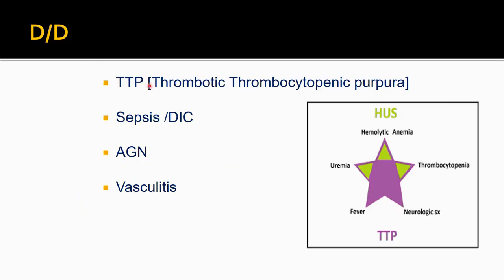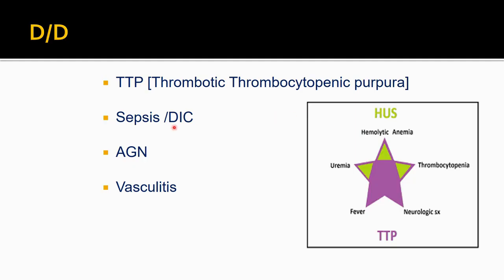Okay, differential diagnosis. TTP is the closest differential diagnosis for HUS. In HUS, there is hemolytic anemia, uremia, and thrombocytopenia. Whereas in TTP, along with these three features, in addition, there is also fever and the neurological symptoms. In TTP, neurological symptoms predominate, and in HUS, the renal symptoms predominate. Otherwise, both have very similar pictures.